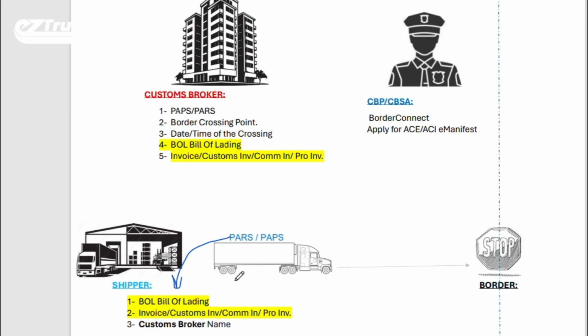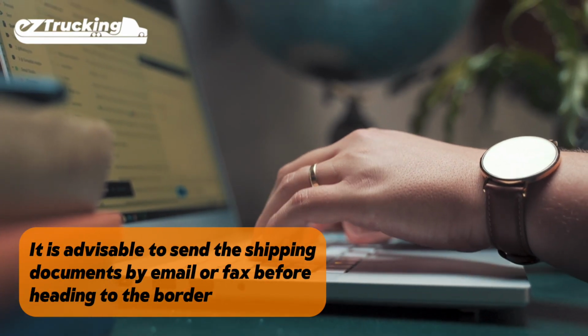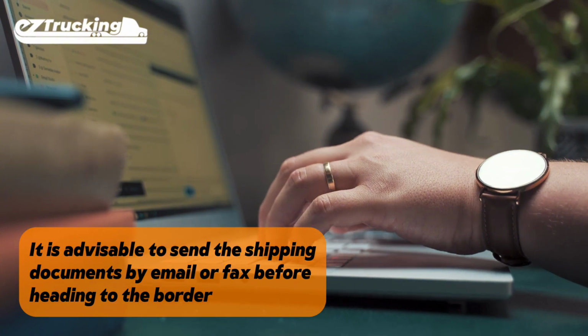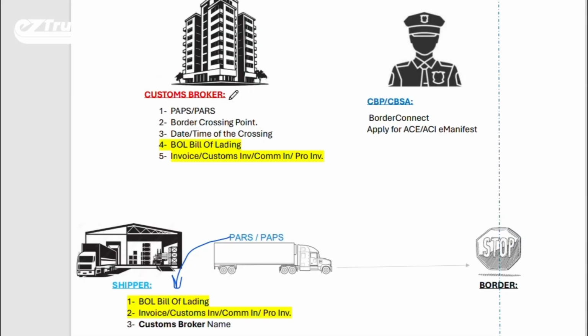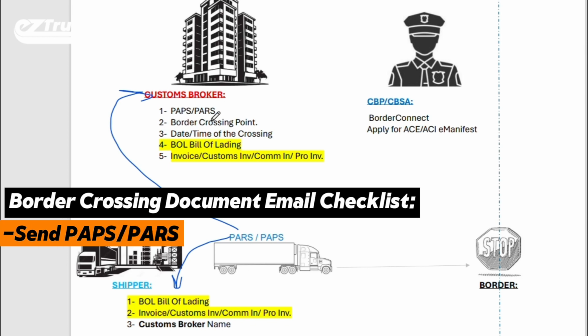The first thing, when we get the documents and start heading to the border: before reaching the border, immediately after getting these documents, it's better to send them right away by email or by fax to the customs broker to start working on this shipment. So the first thing, we need to send the documents to the customs broker. And what we need to send is the PAPS or PARS. It depends where we are heading.